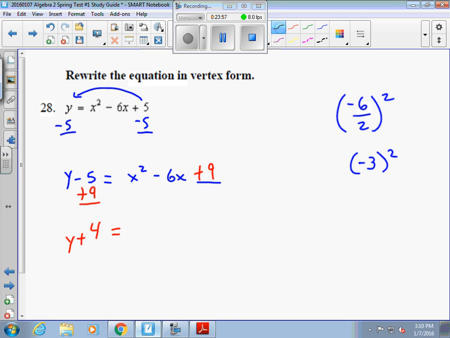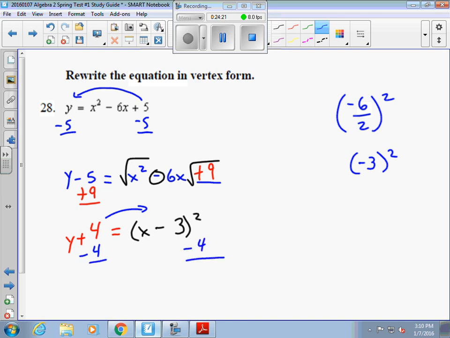In order to break a perfect trinomial down, take the square root of the first term, x squared, you get x, and the square root of the last term, 9, you get 3. Again, this is the sign that goes between them, the one in front of b, x minus 3 squared. And then the only thing you have to do to make it vertex form is isolate y, get y all by itself by subtracting 4 on both sides. Remember, you can't take 4 away from inside the parentheses because they're not like terms. So y is equal to x minus 3 squared minus 4.